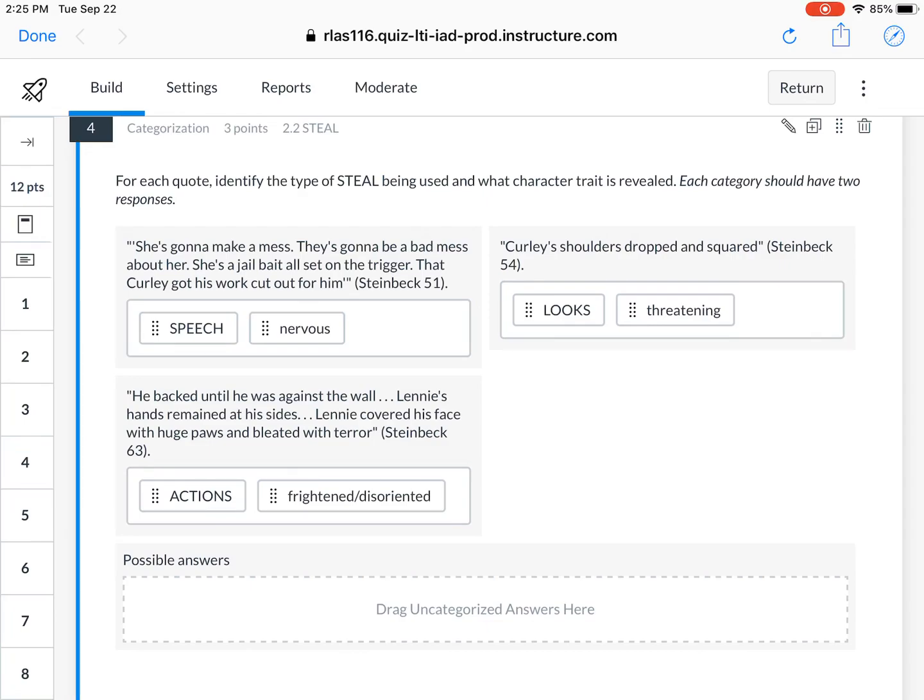And then finally, he backed up until he was against the wall. Lenny's hands remained at his sides. Lenny covered his face with huge paws and bleated with terror. So these are all things that Lenny is doing, so these are his actions. And we can say that he's frightened or disoriented because he doesn't know how to react to Curly fighting him.